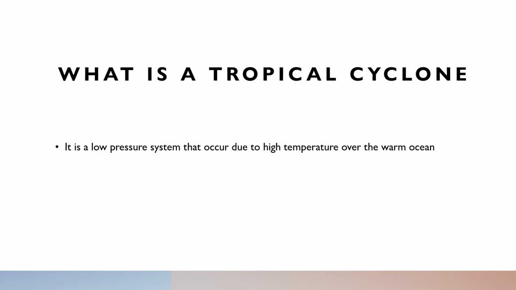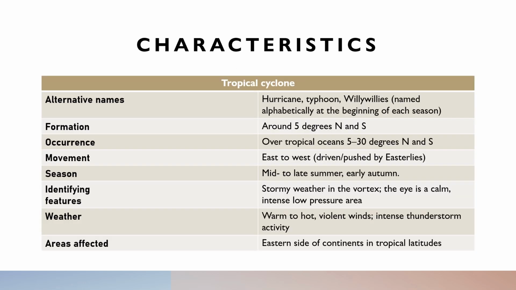We will start by explaining what is a tropical cyclone. It is a low pressure system that occurs due to high temperature over the warm ocean. A tropical cyclone has characteristics, which may be the alternative names, which means other names for a tropical cyclone, and they differ according to the regions where they occur. In some regions they call it a hurricane, in others it's called typhoon, in others it's called willy willies.